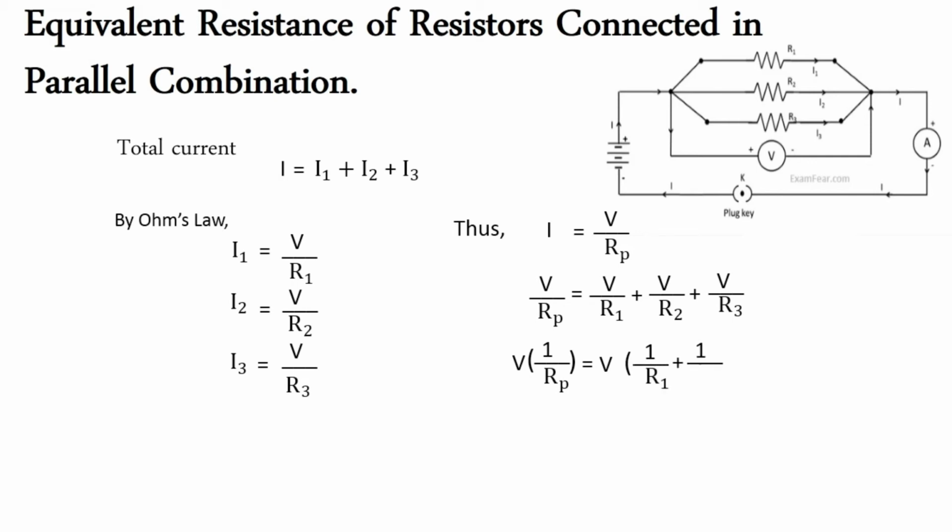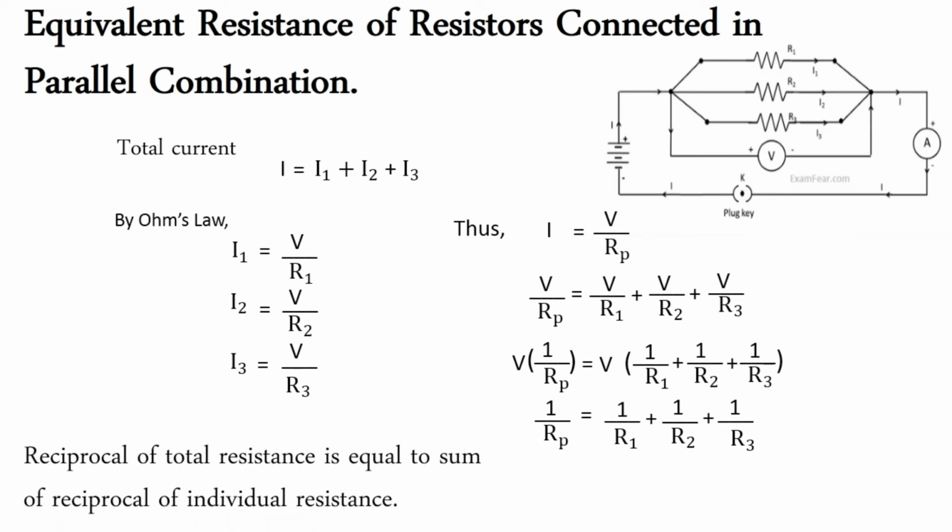1 upon R1 plus 1 upon R2 plus 1 upon R3. Now what can we do here? V will be cancelled by this V. So what will be the formula? 1 upon Rp is equal to 1 upon R1 plus 1 upon R2 plus 1 upon R3. So this is the formula to calculate equivalent resistance in parallel combination.